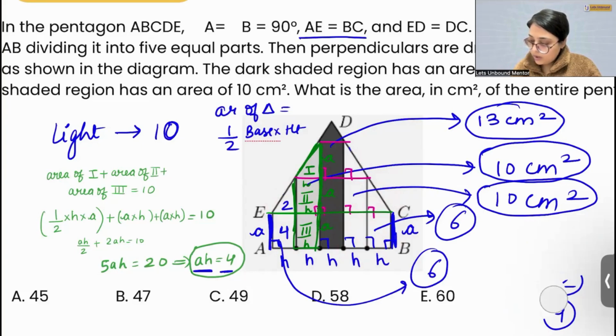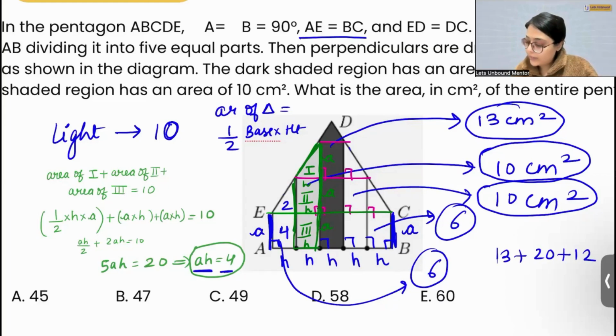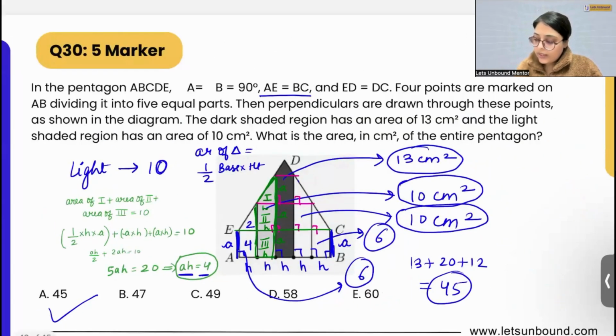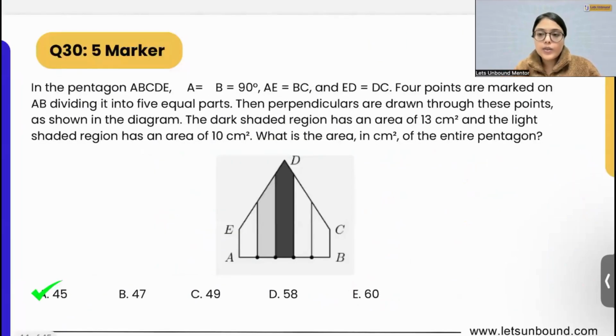So what will be the total? You just have to add them. So that will be what? 13 plus 10 plus 10, 20, 6 plus 6, 12. So how much will it be? It will be 45. So that means the total area of this particular pentagon is 45 centimeter square, which is option A. Right? So this was all for the last question, and you can see the answer is also correct.